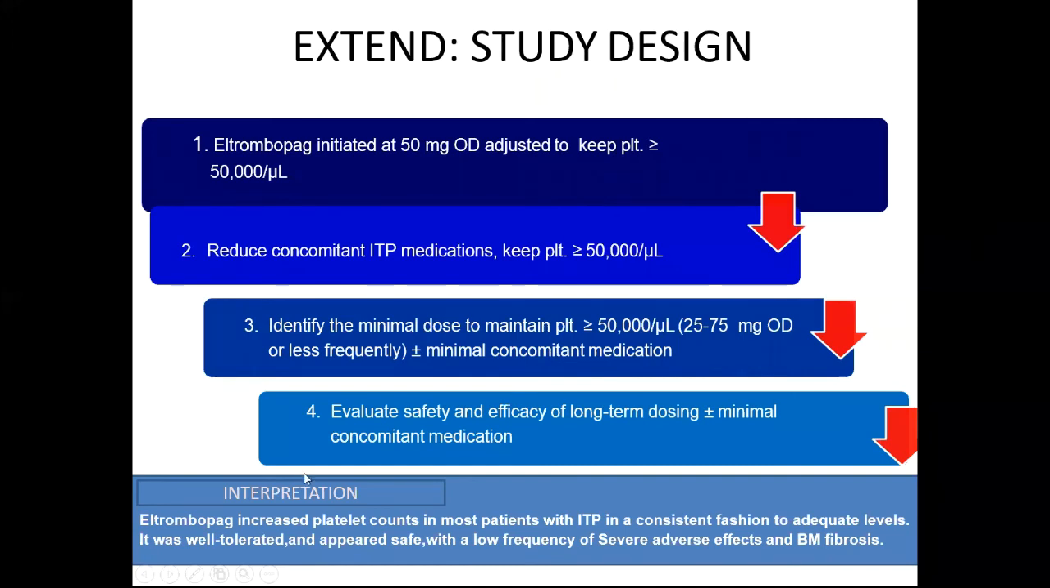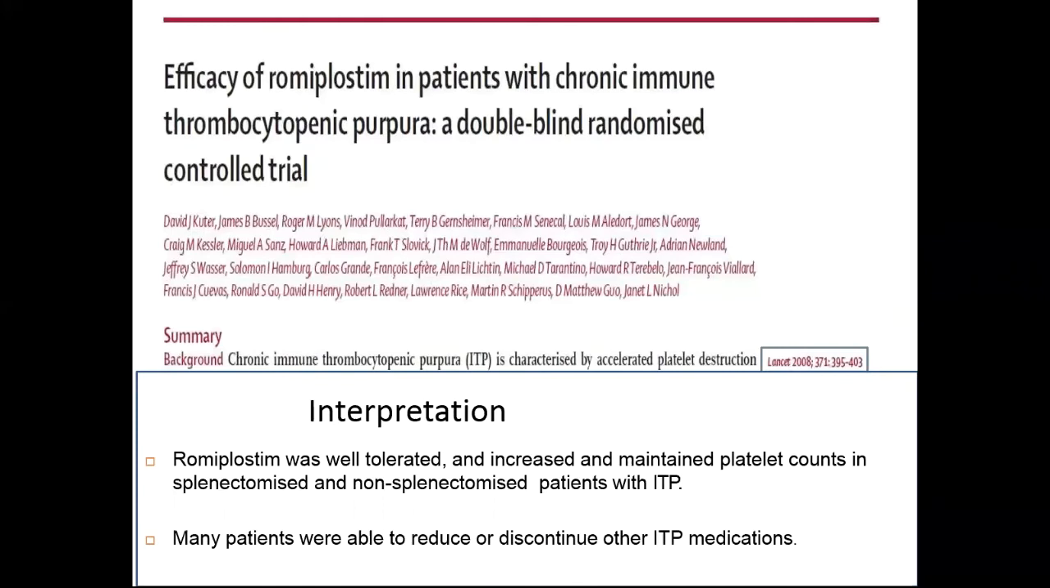After this study, they interpreted that eltrombopag increased platelet count in most patients with ITP in a consistent fashion to adequate levels. It was well tolerated and appeared safe with low frequency of severe adverse effects such as bone marrow fibrosis. There was another study published in Lancet 2008 about the efficacy of romiplostim. It was a double-blind randomized controlled trial. They also had a similar interpretation that romiplostim was well tolerated and it increased and maintained platelet counts in splenectomized and non-splenectomized patients with ITP. And many patients were able to reduce or discontinue other ITP medications.